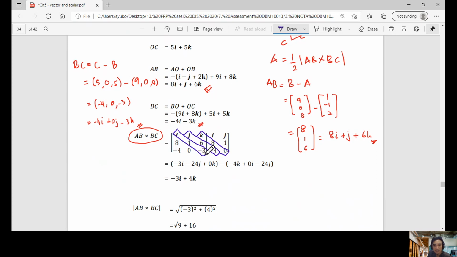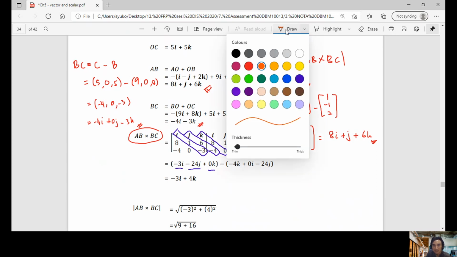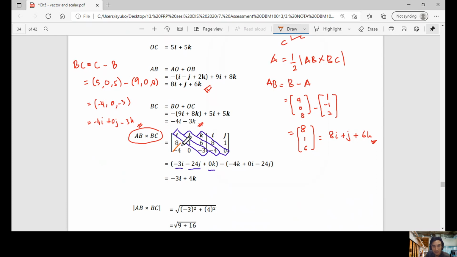Alright, so 1 times negative 3 equals negative 3i. 6 times negative 4 equals negative 24j. For the k, 8 times 0 equals 0k. Okay, and then we must subtract with the opposite direction of the vector, right? So negative 4 times 1, so we will get negative 4. And then for the i, 0 times 6 equals 0. And then for j, negative 3 times 8 equals negative 24.